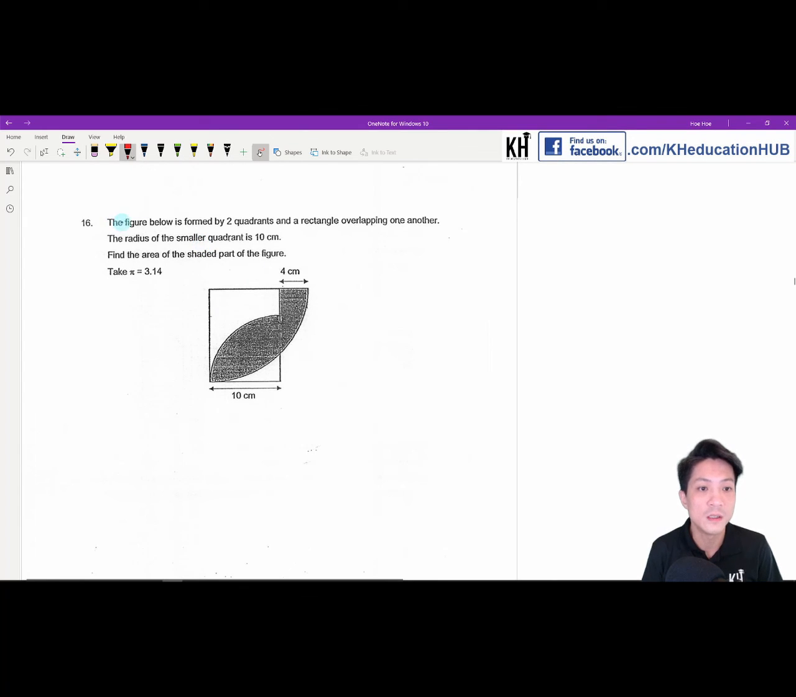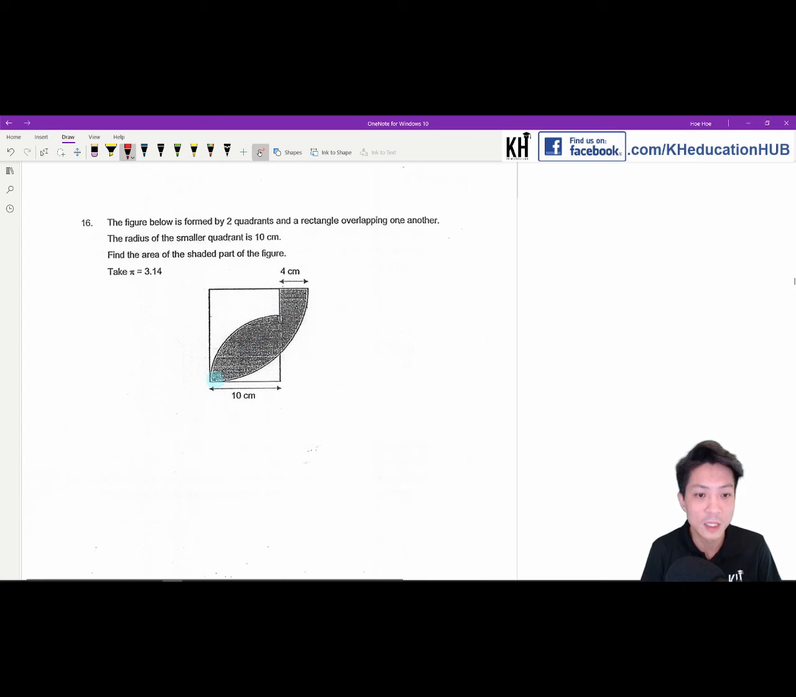Okay, question 16. The figure below is formed by 2 quadrants and a rectangle overlapping one another. The radius of the smaller quadrant is 10 cm over here. Find the area of the shaded part in the figure.